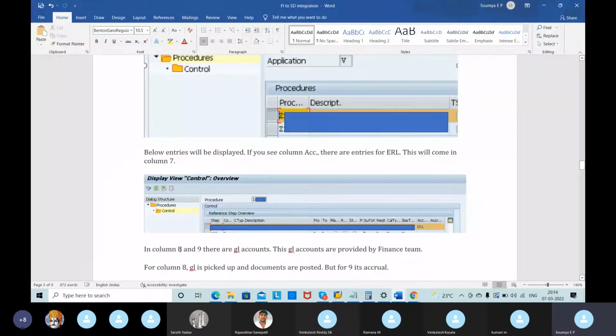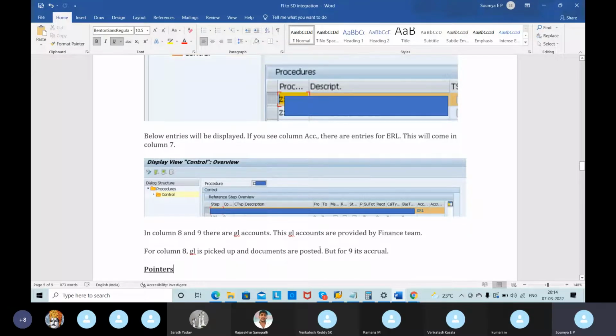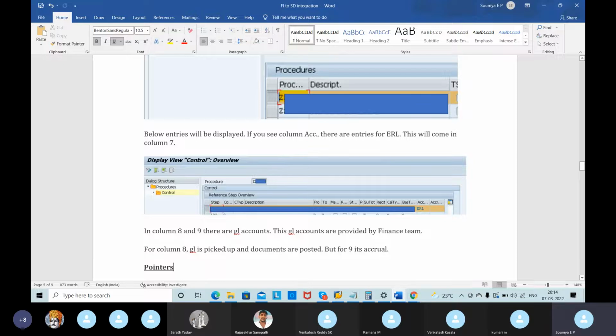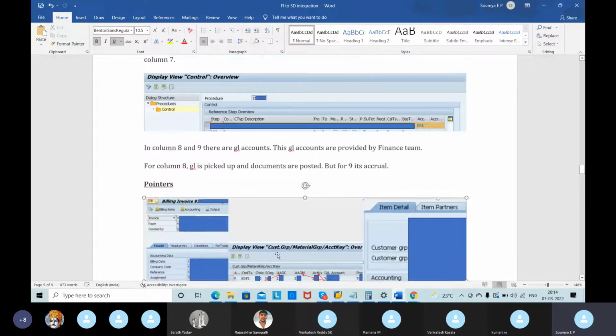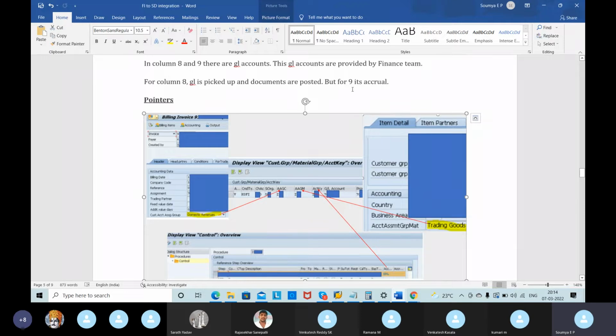In columns 8 and 9 there are GL accounts. These GL accounts are provided by the finance team. For column 8, the GL is picked up and documents are posted. But for column 9, it is accrual.